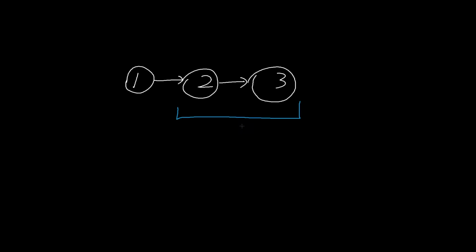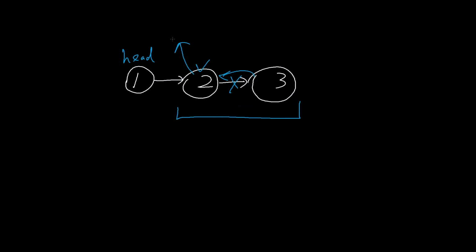Okay, and we need to pass this head.next, this sublinked list, to this recursive function, and what will it return? It will return to us the reverse version of this linked list, right? So it will become the reverse version, so it will become this one.